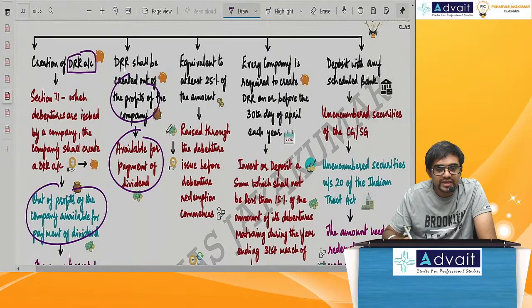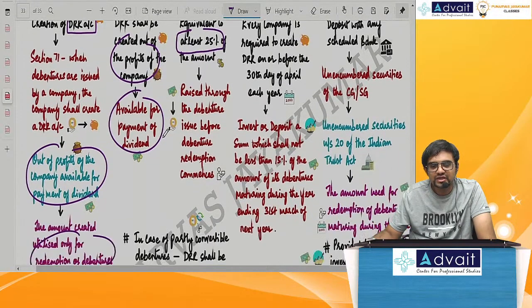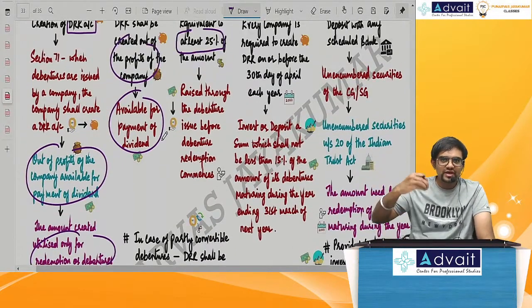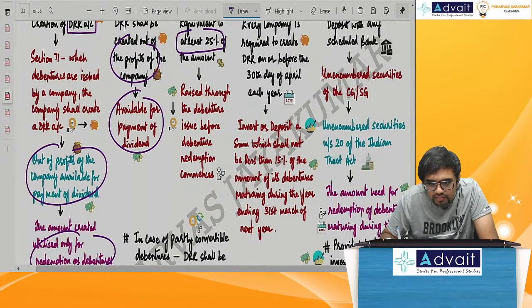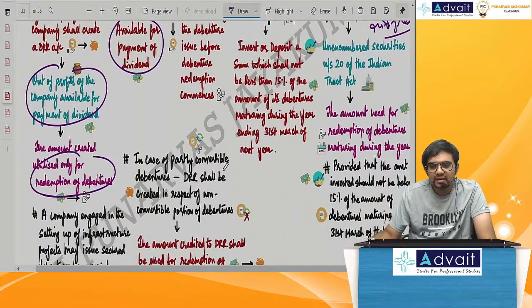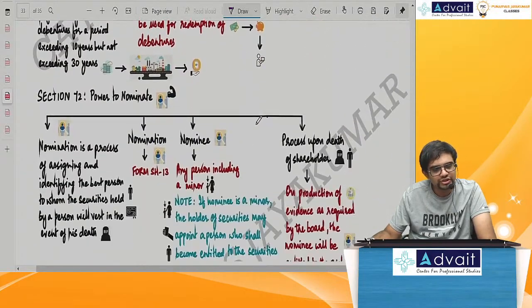The DRR should be created out of what? At least 25% of the amount. It should be raised how much? At least 25% of the amount should be raised through the debenture issue. And ultimately, I should deposit with any scheduled bank, or invest in unencumbered securities. The reserve can be used to invest in unencumbered securities, meaning risk-free securities of the government. And the amount will be used only for redemption. DRR shall be used only for the redemption.